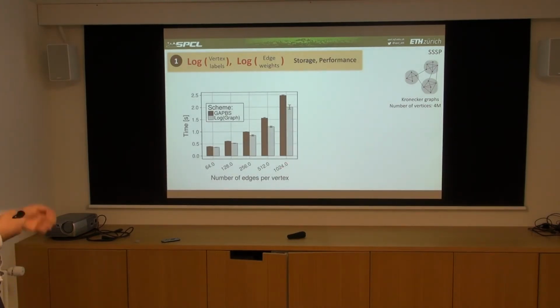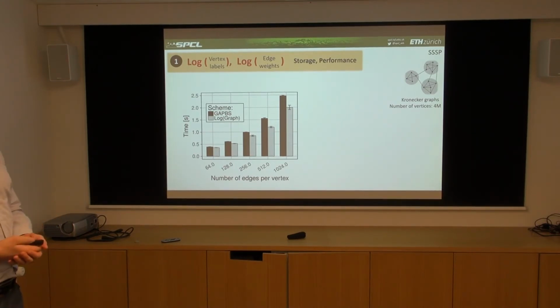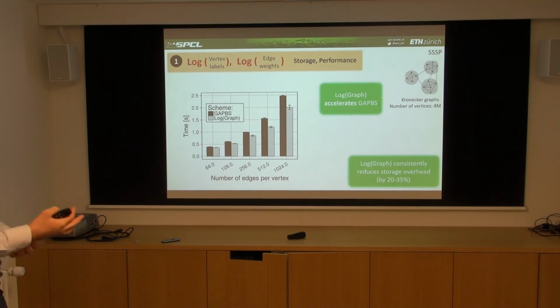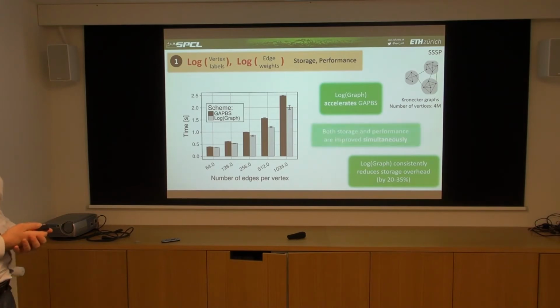On the y-axis we have time in seconds to finish the algorithm, and we compare GAPBS, the baseline that provides the implementation of the algorithm, together with the variant of GAPBS which is compressed with LogGraph. And we can surprisingly see that even though LogGraph consistently reduces storage overhead by between 20 and 35%, it also accelerates GAPBS. So we have both of these gains happening at the same time. So we both compress the graph and make the processing of this graph faster.